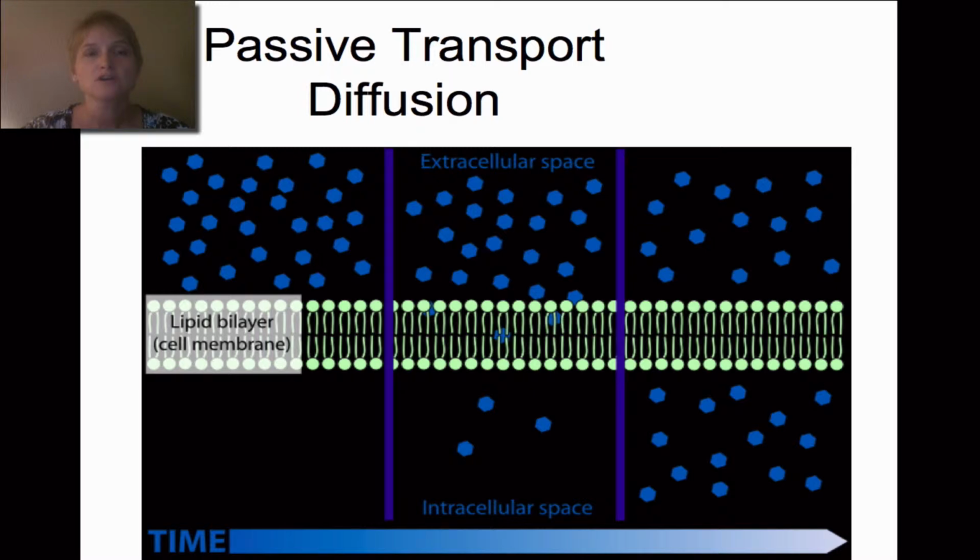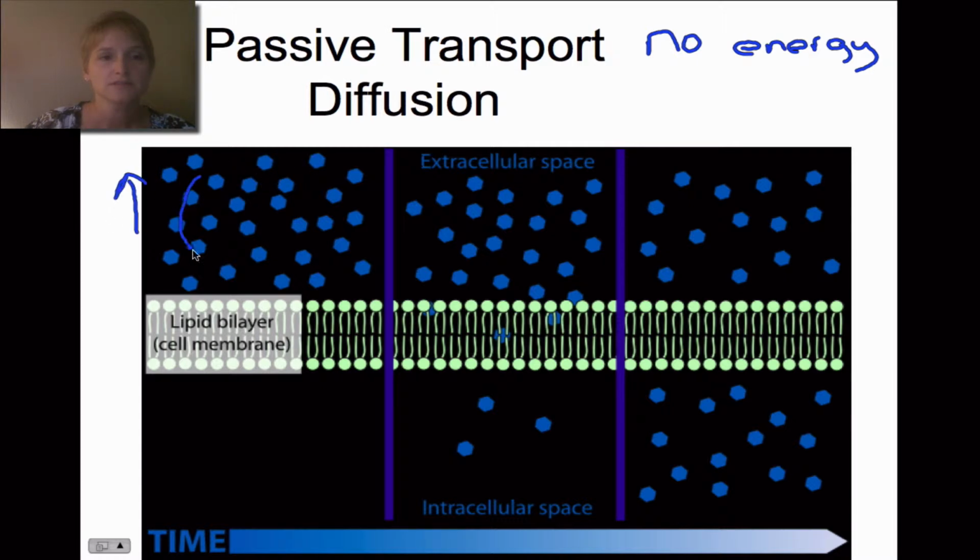The first one is called passive transport, diffusion. Passive transport means that it doesn't require energy, so there is no energy spent by the cell for this process to occur. So in order for this to happen, what we see is that there is a high concentration of solutes on one side of the cell membrane, and there's a very low concentration of solutes on the other side of the cell membrane.